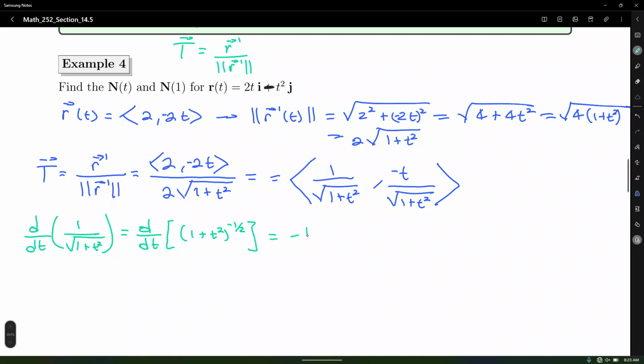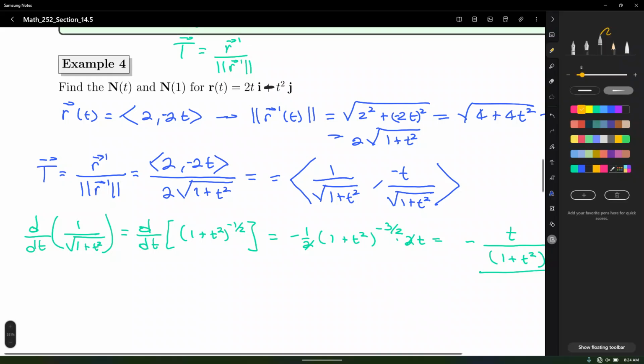That equals negative 1/2 times 1 plus t squared to the negative 3/2 times 2t, again by chain rule. Now see how these twos are going to get canceled. I'm going to rewrite that negative exponent as a positive exponent. That's going to leave us with the following, that is negative t over 1 plus t squared to the 3/2. So that is the derivative of the first component. For the second component, let me use a different color.